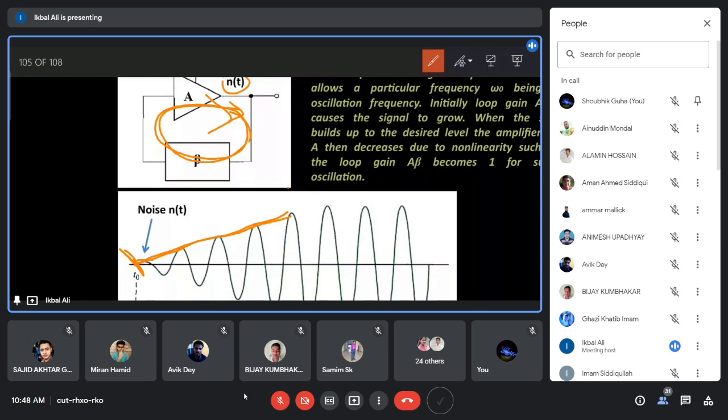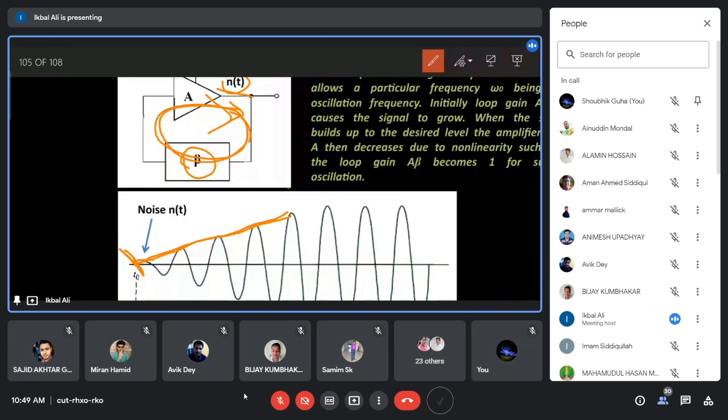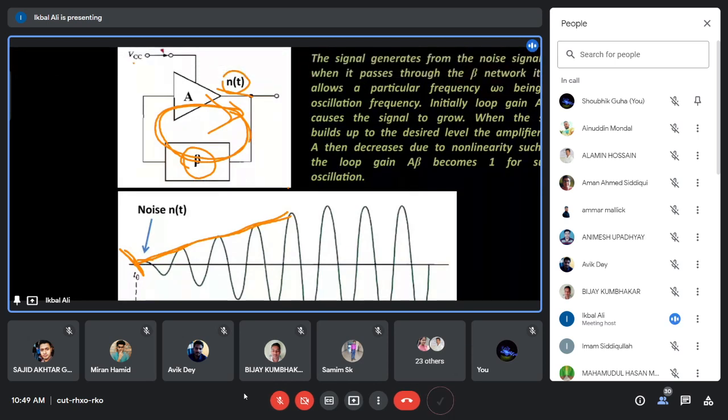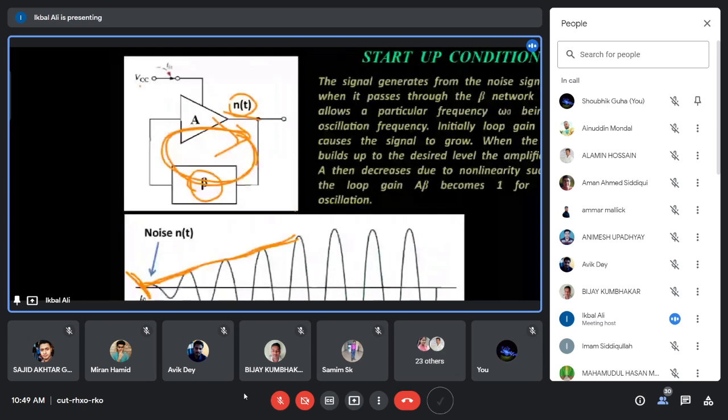The only thing you have to consider is that this beta network only filters the noise. Noise contains all the frequency components, but the beta network will allow only a particular frequency. So the noise signal traverses the loop repeatedly, with the beta network filtering for a particular frequency. That is why a particular frequency signal grows at the output of this oscillator. In this way, you are getting your desired omega 0 frequency signal growing at the output of this oscillator.